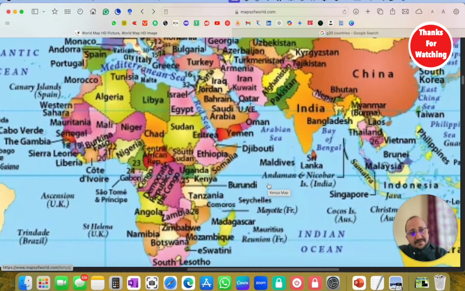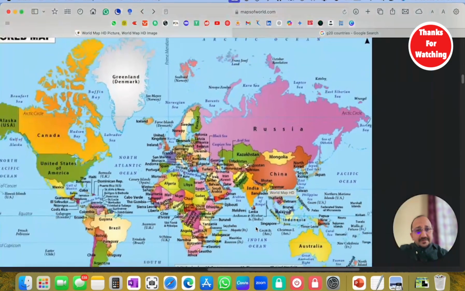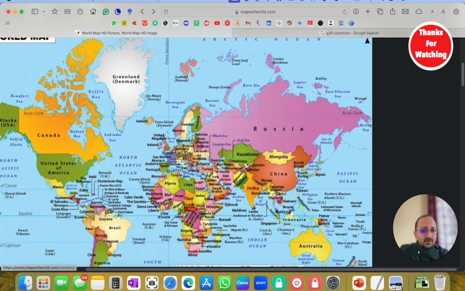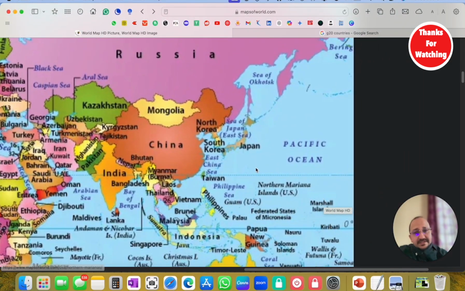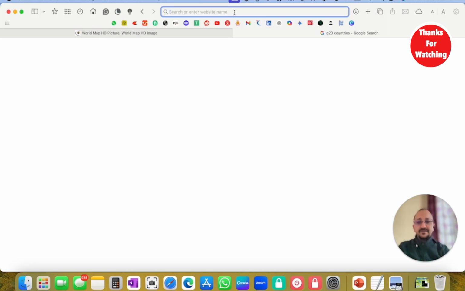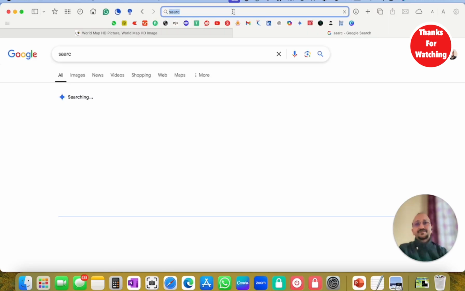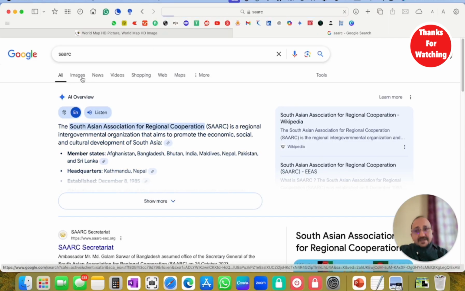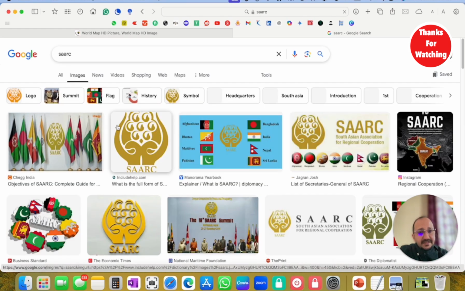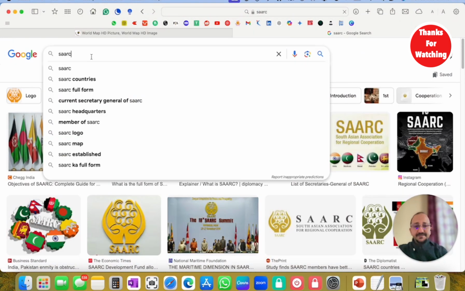Now, similarly, I told you, the entire world is divided into north and south. This is north, this is south, and this side is east. So, SAARC, this is SAARC. Let me show you over here itself in diagrams, that would be better. SAARC countries are South Asian. SAARC on map.